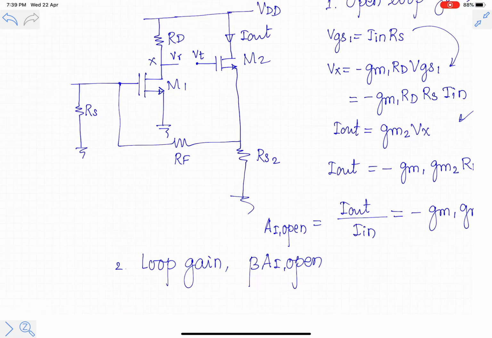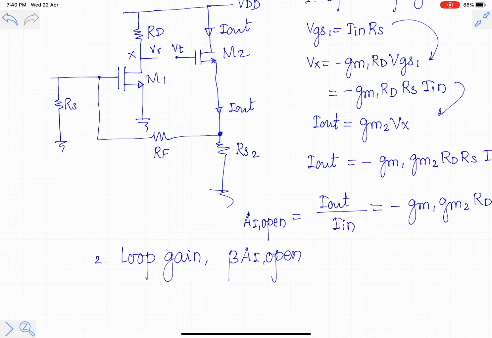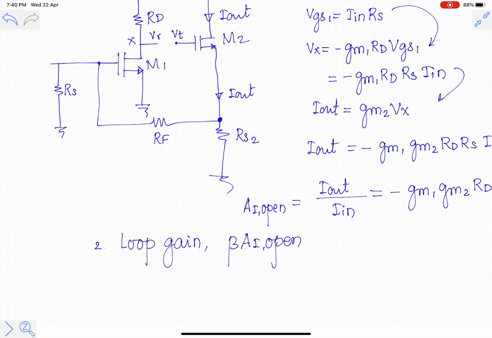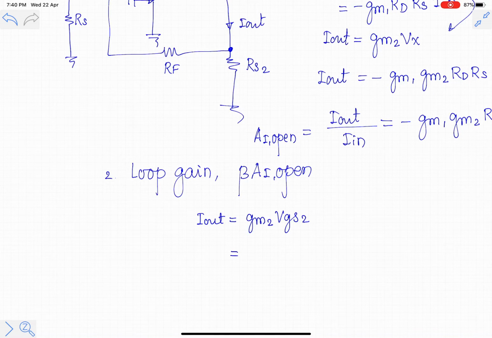Now we can see that the current flows in this direction as I out. So the voltage at this point will be equal to I out multiplied by RS2 parallel RF plus RS. So I can write down the expression for I out, and this is very important: I out is equal to GM2 into VGS2.